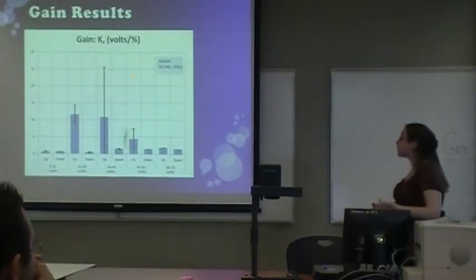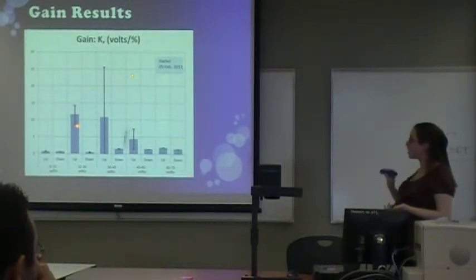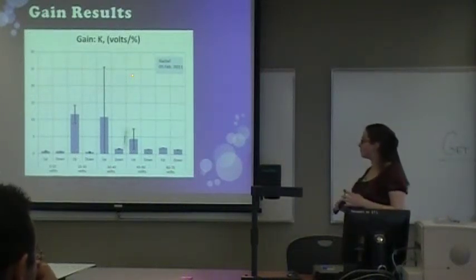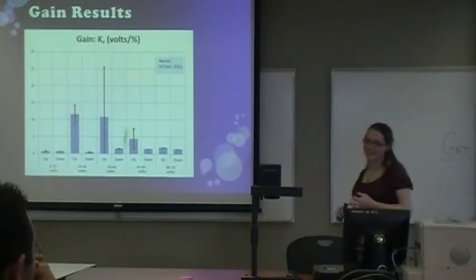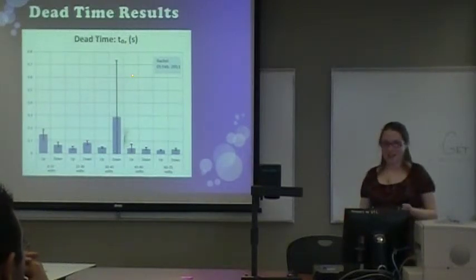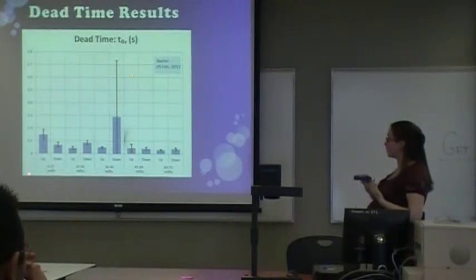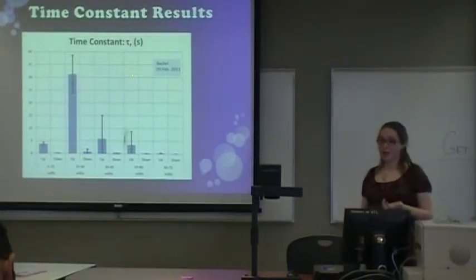These are the gain results. Overall, this is the average of each section of volts. I had 3 test runs, and this is the average of each section. They're mostly small. We have some exceptions in there. And then there's your dead time results, breaking down into the volts sections and the up and down. Their time constants.